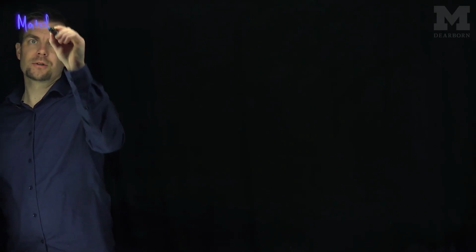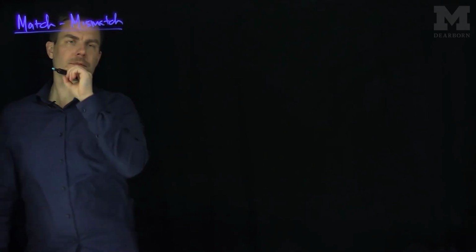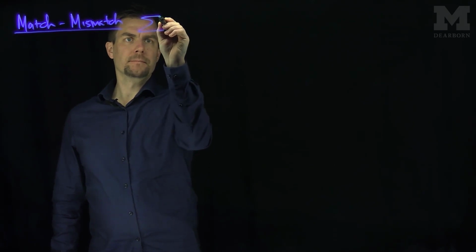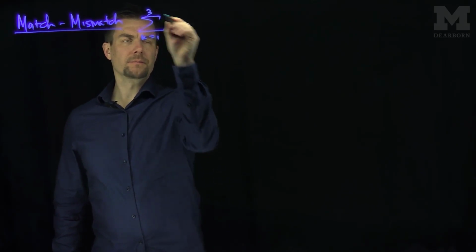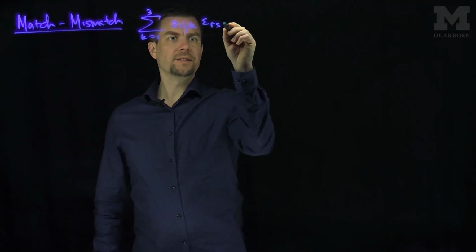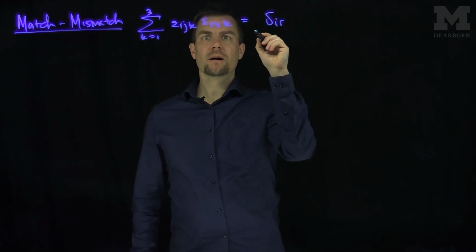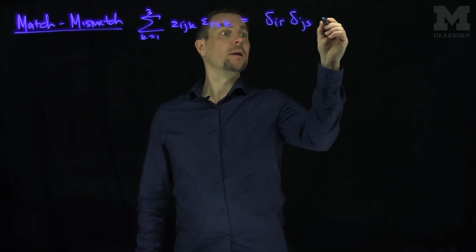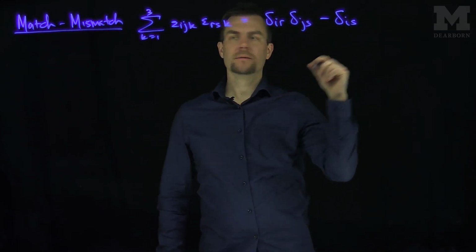Hello students, in this video we'll prove the match-mismatch identity. This identity is called match-mismatch. It says that if I sum over k, k goes from 1 to 3, epsilon I j k, epsilon r s k, what we'll get is the Kronecker symbol, delta I r, delta j s, minus delta I s, delta j r.